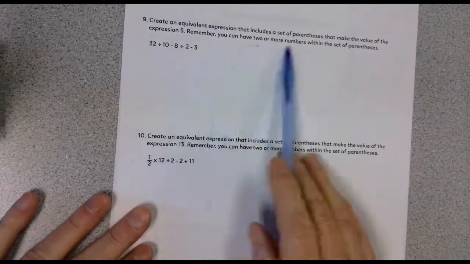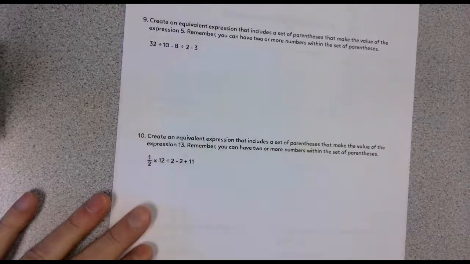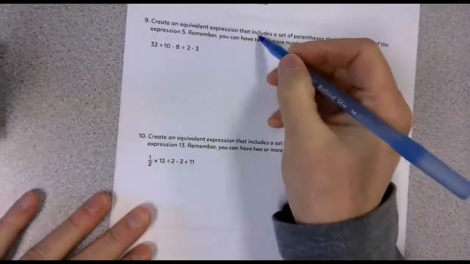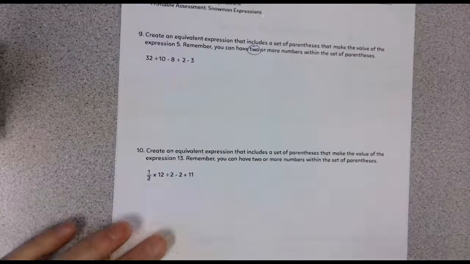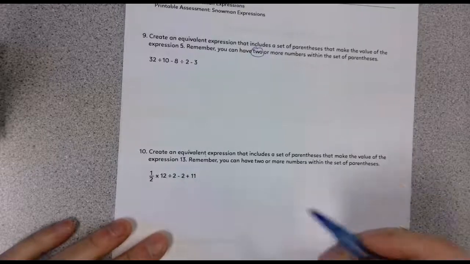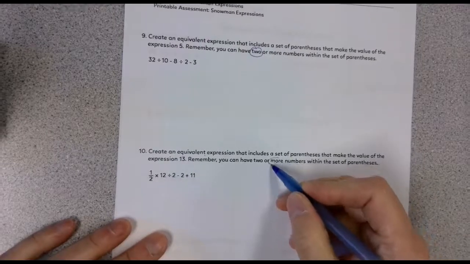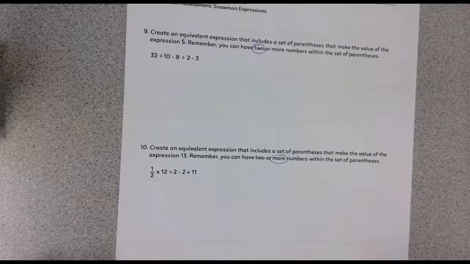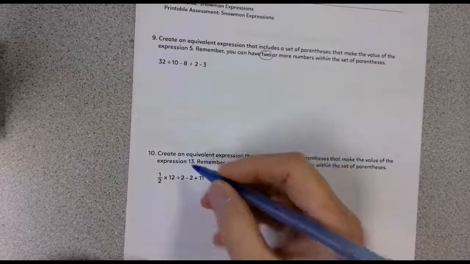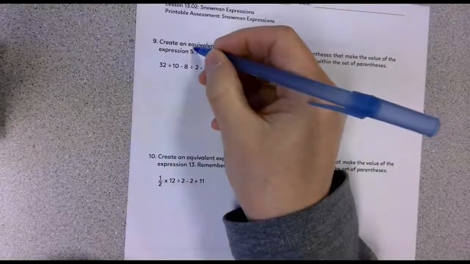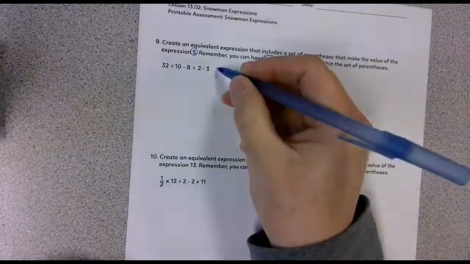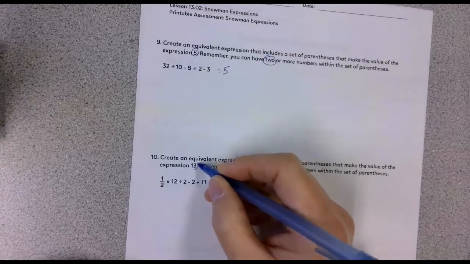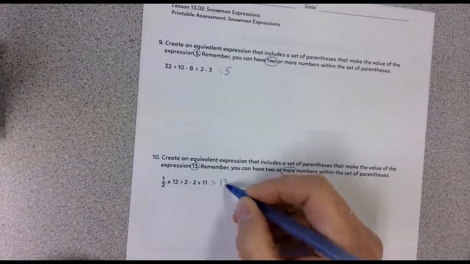And the last two are basically what this lesson was about. You have to put parentheses around 2 of these numbers. I'm going to just tell you there's only 2. And number 10, you have to put parentheses around 3. It'll be around 3 numbers. And the number you want to reach for number 9 is 5 as your answer. And number 10, you want 13 as your answer.